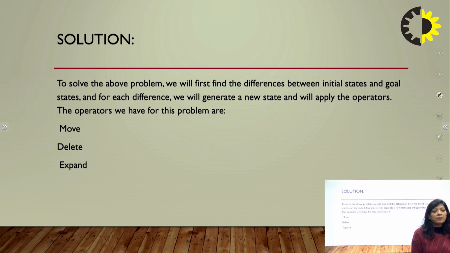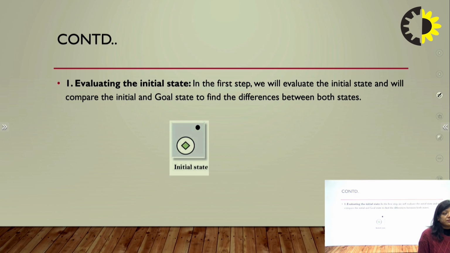the above problem. First, we will have to find the difference between the initial state and the goal state, and for each difference we will generate a new state and apply the operator. The operators we have for this problem are first move, second delete, and third expand. First is evaluating the initial state. In the first step we will evaluate the initial state and compare it with the goal state to find the difference between both states. So this would be the first step.